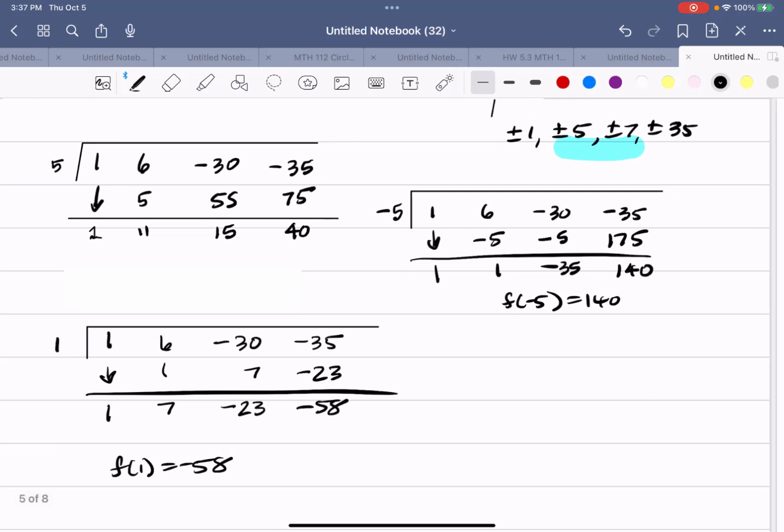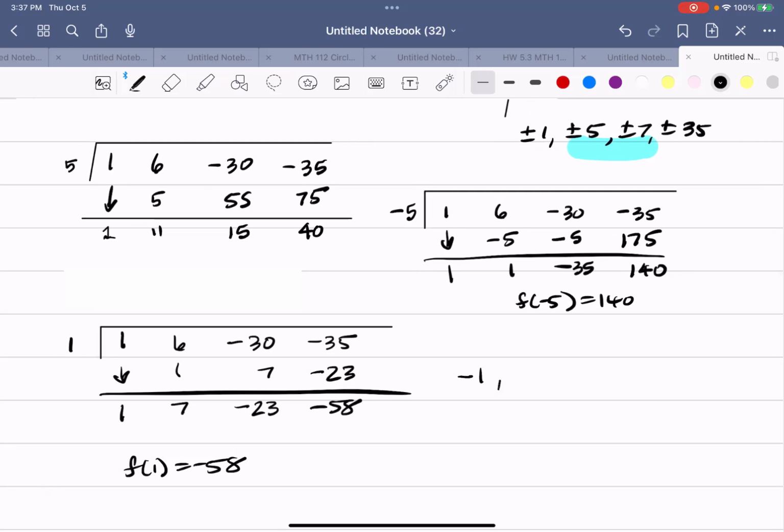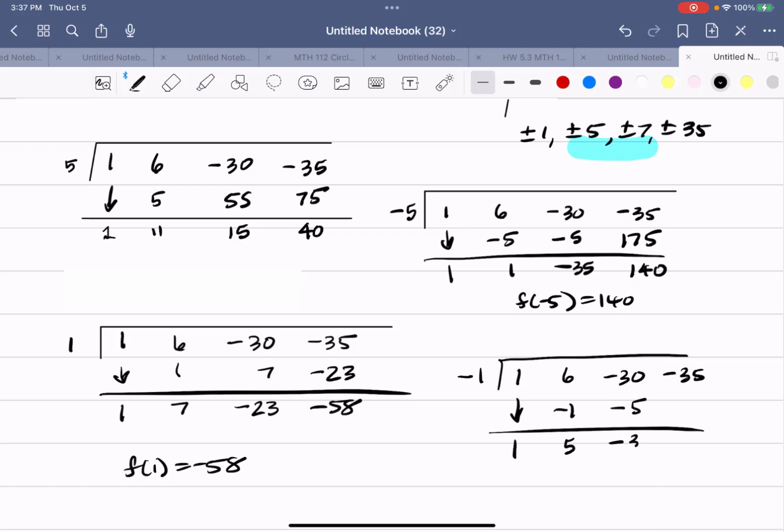So far, no luck. I'm going to try negative 1. So negative 1, and I'm going to divide into 1, 6, negative 30, and negative 35. Drop my 1. Negative 1 times 1 is negative 1. Add, I get 5. Negative 1 times 5 is negative 5. Add, I get negative 35. Negative 1 times negative 35 is positive 35. Add, I get 0. So this is a 0. F of negative 1 is 0.